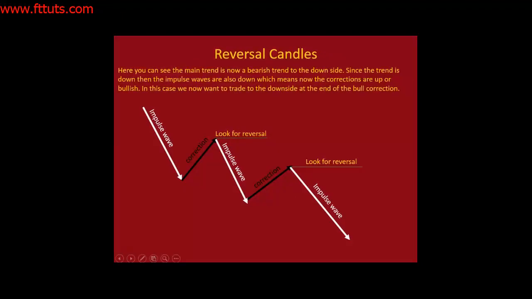Here you can see the main trend is now a bearish trend to the downside. Since the trend is down, the impulse waves are also down, which means now the corrections are up, or bullish. In this case, we now want to trade to the downside at the end of the bull correction. Down is the impulse wave, and there's the correction going up. Again, down for the impulse wave, and up is the correction. Down, impulse wave. And at the top of the correction this time, we'll look for the reversal.